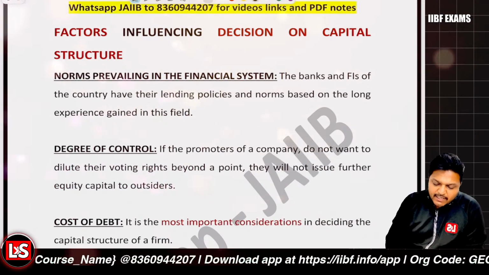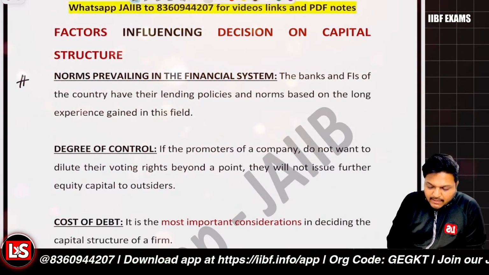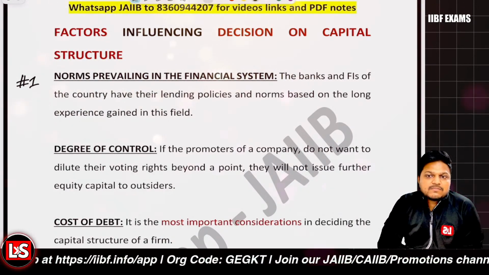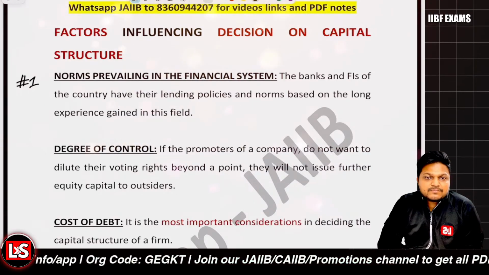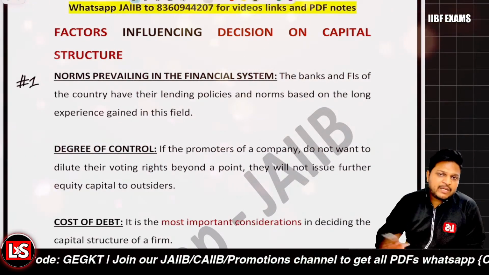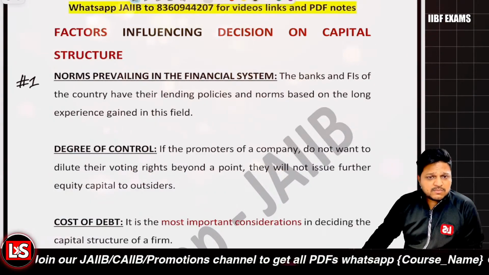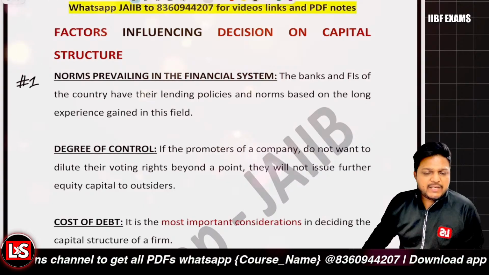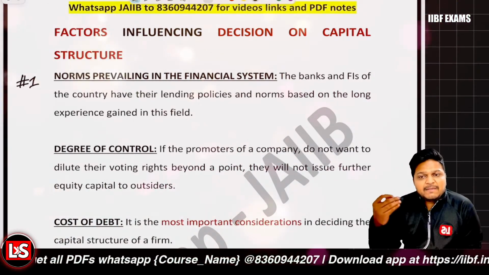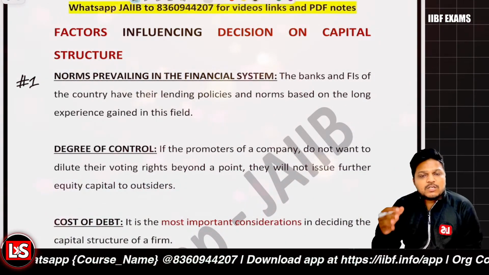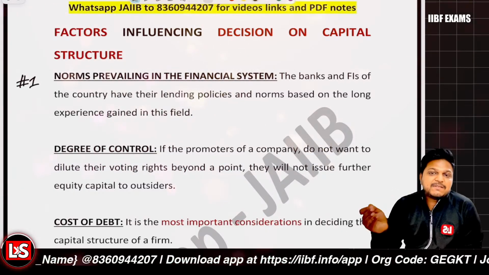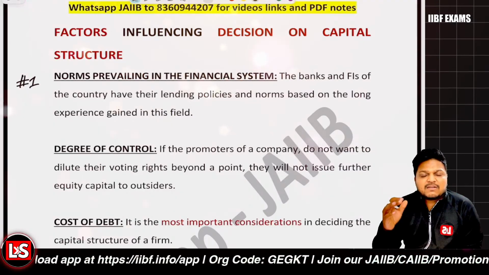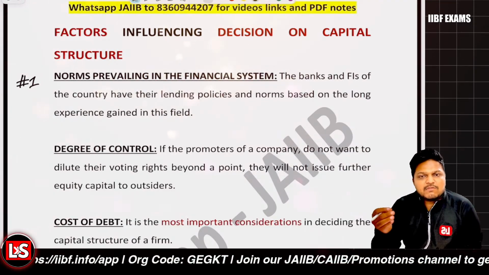The first one is related to norms prevailing in the financial markets. Each and every country is going to have their own lending policies, their own norms based on long-term experience. That's basically the rule of the land, we can say. Now, if the terms and conditions are very much lighter, then definitely the companies will be borrowing more, otherwise not.